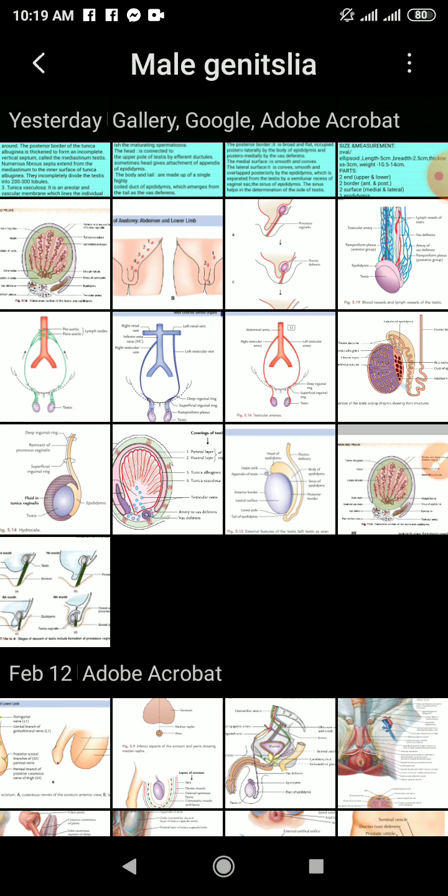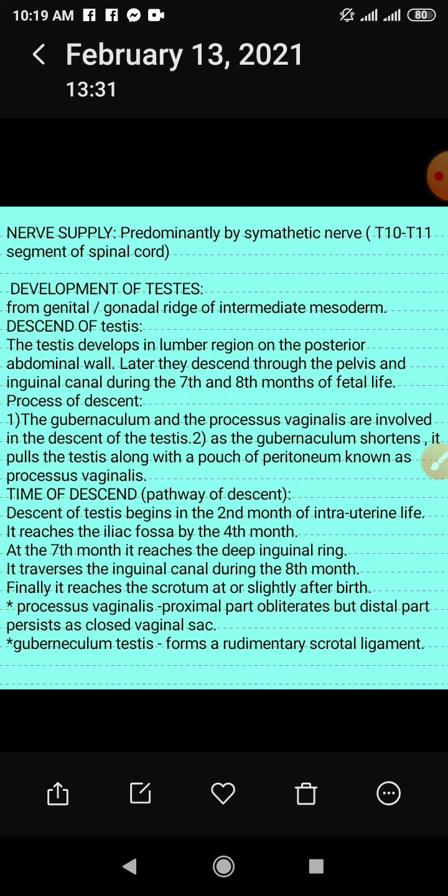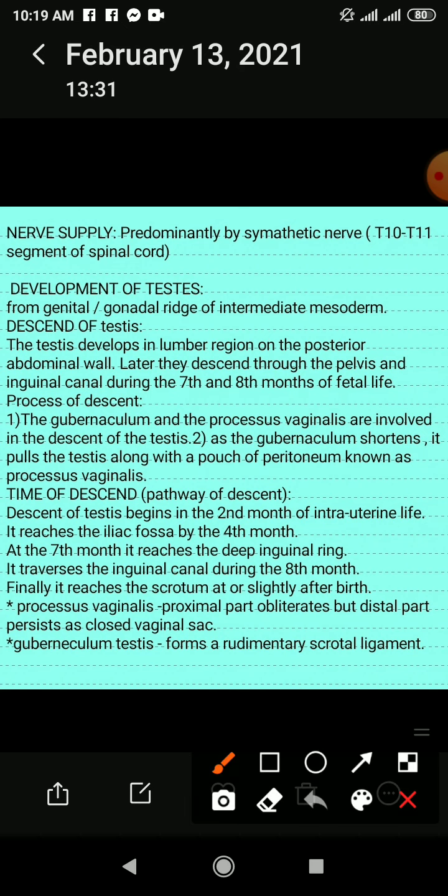So we are talking about the descent of the testis. Now the question may come, what is the timing of the descent? The descent of the testis begins at the 2nd month of intrauterine life, and it reaches the iliac fossa by the 4th month, and at the 7th month it reaches the deep inguinal ring, and it traverses through the inguinal canal during the 8th month, and finally it reaches the scrotum at the time of birth.